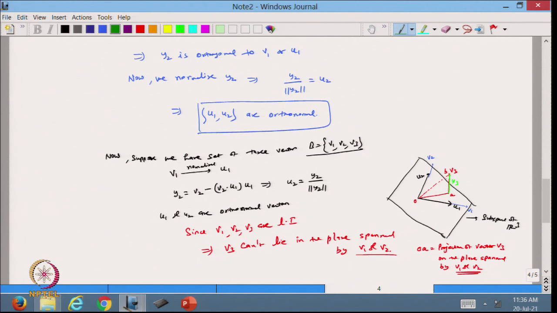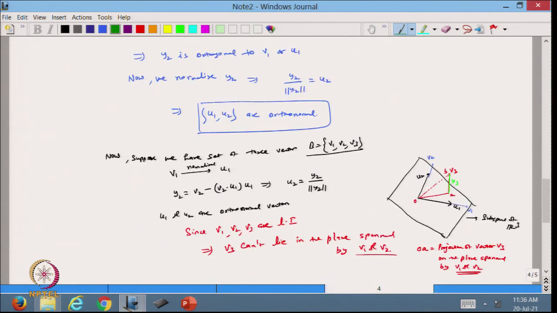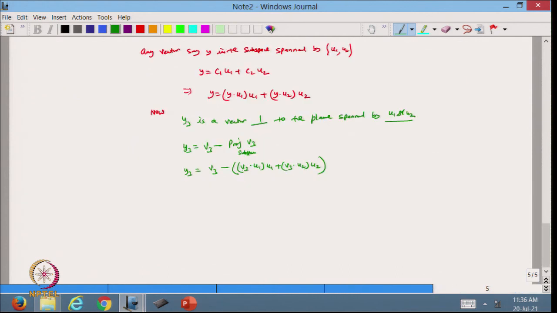If I want to take the projection, that projection is basically a linear combination of these. Now I want the projection, so instead of y I will just write v3, because I need the projection of v3 on this plane. So this is v3 dot u1 u1 plus v3 dot u2 u2. This is the projection of v3 on the plane.